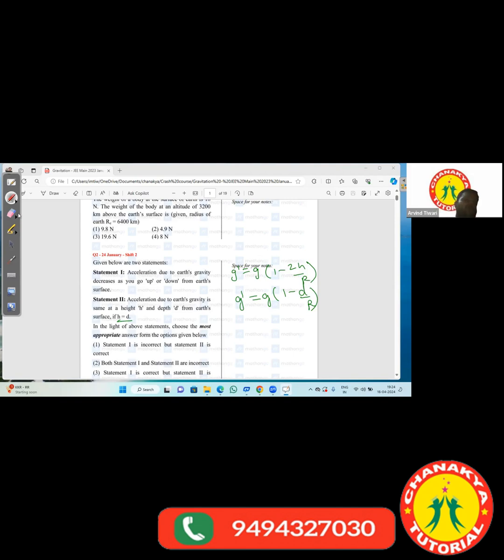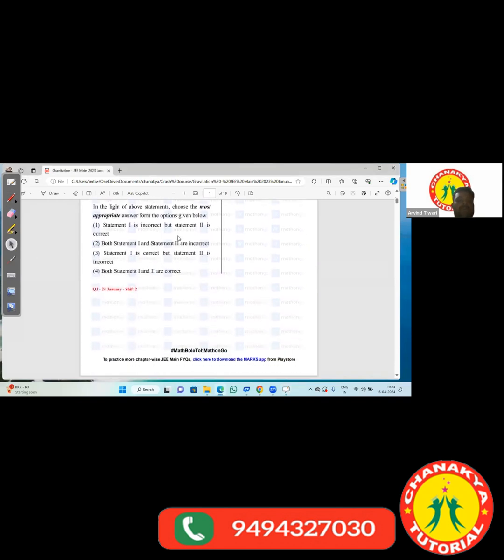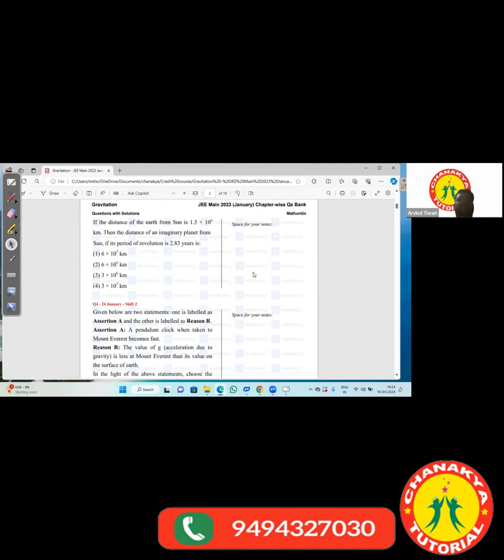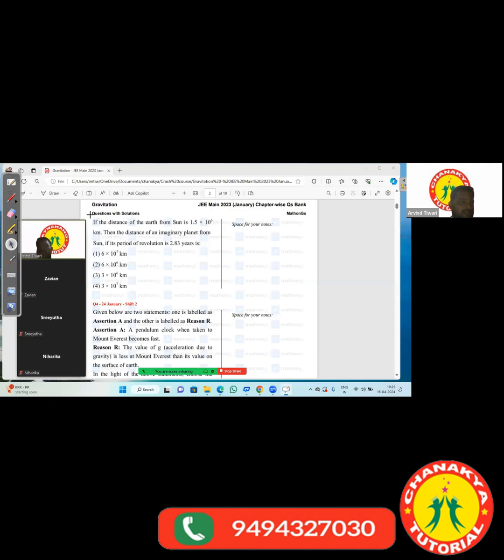Statement 1 is incorrect, that is false. Both statement 1 and statement 2 are incorrect, this is also false. Statement 1 is correct, but statement 2 is incorrect, this is the correct one. So your correct answer is option 3. See here, this question we had done, but I hope you will be able to utilize your concepts and do it.